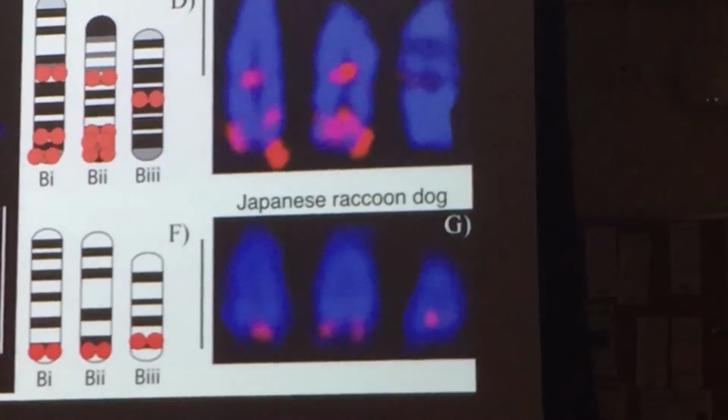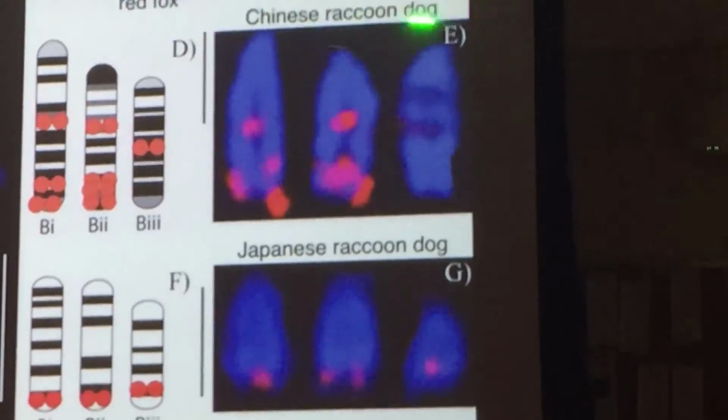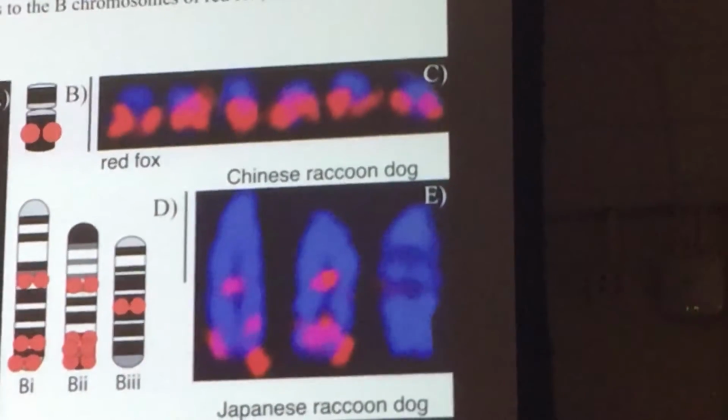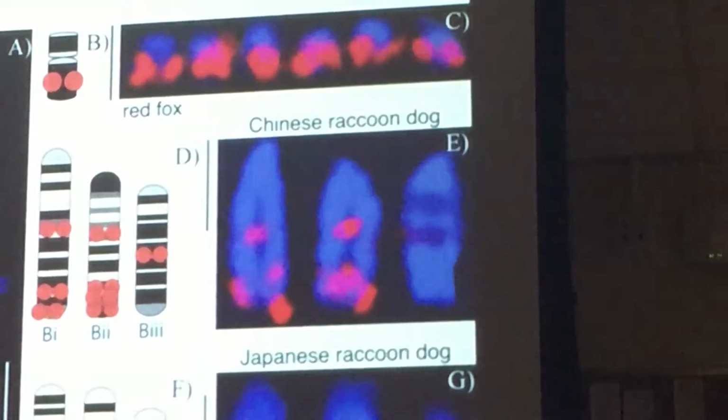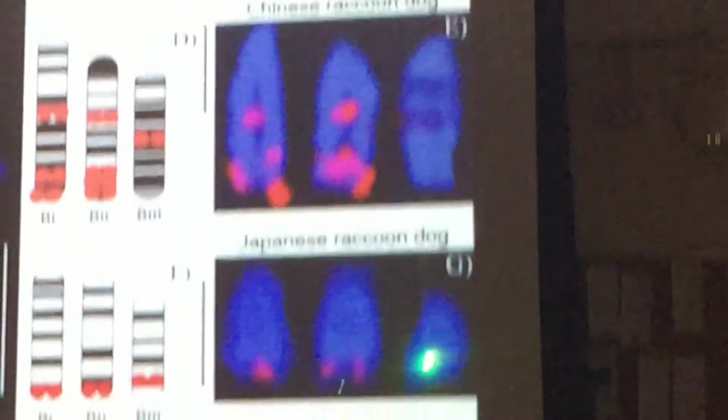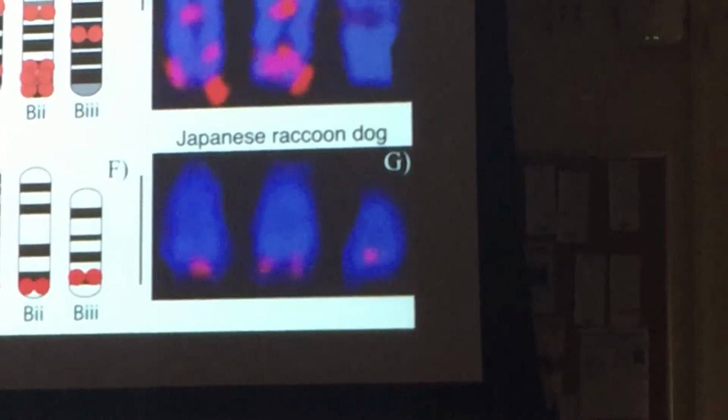So as a whole, we wind up with very large and intense sequence on the red fox B chromosome, and sequence in multiple regions on the Chinese raccoon dog. However, kind of a more simplified region in the Japanese raccoon dog.